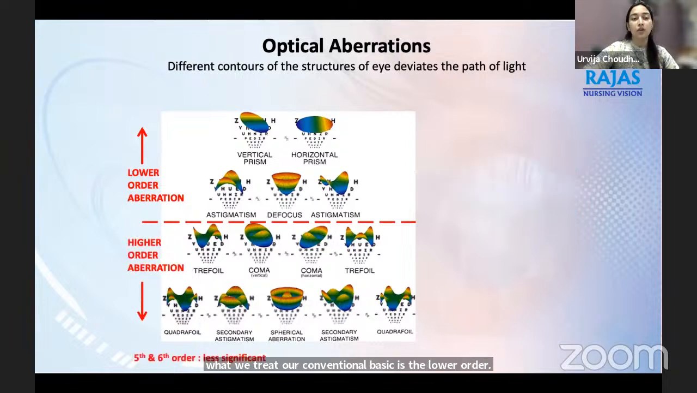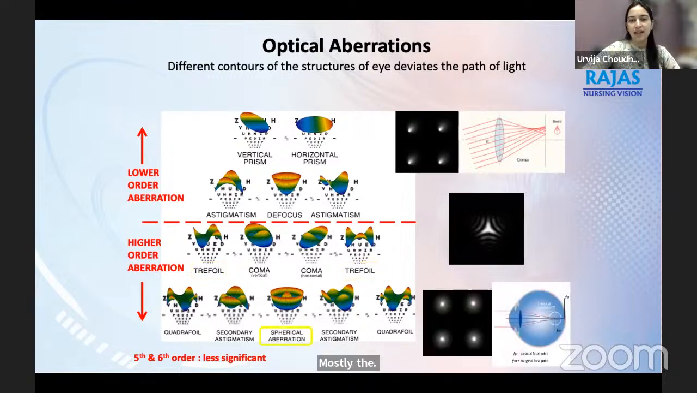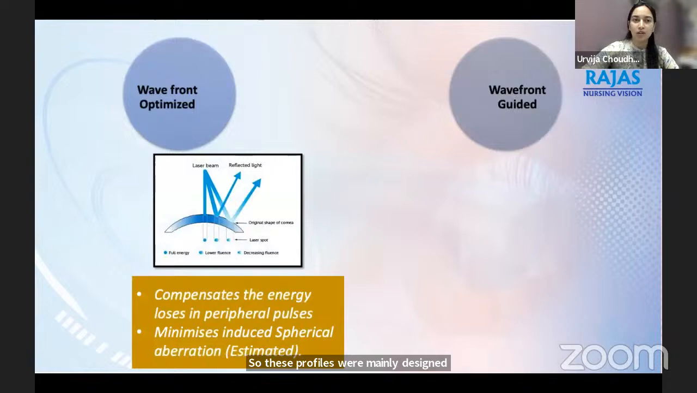astigmatism. But there are also higher order aberrations, mostly the coma, trefoil, and the spherical aberrations, that do impact the quality of your vision. Higher order aberrations above this are less significant. So these profiles were mainly designed to treat these kinds of higher order aberrations. The wavefront optimized profile generally compensated the energy losses due to the peripheral pulses. So it was an estimated compensation done to reduce the induced spherical aberration.